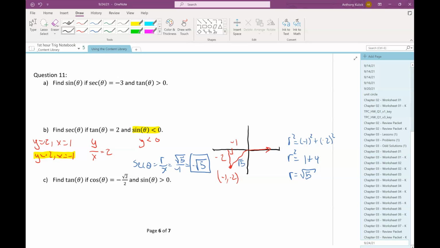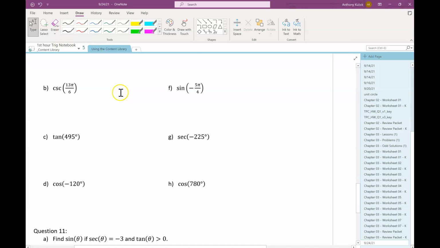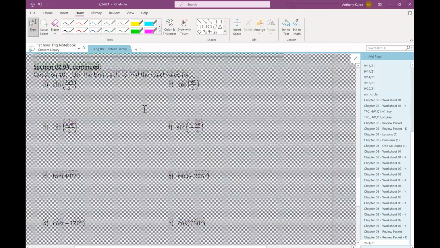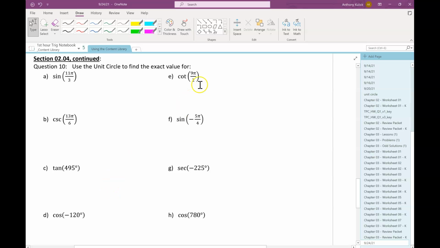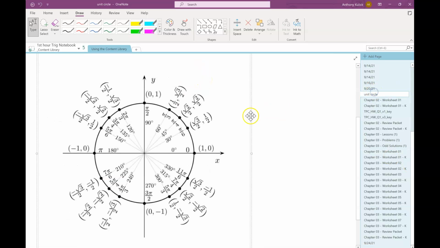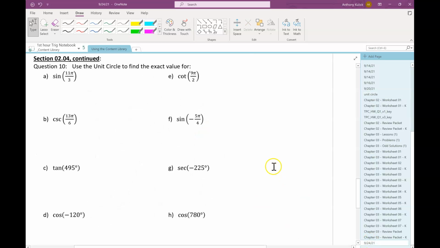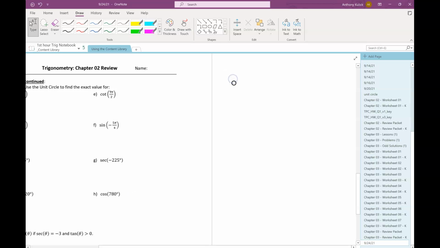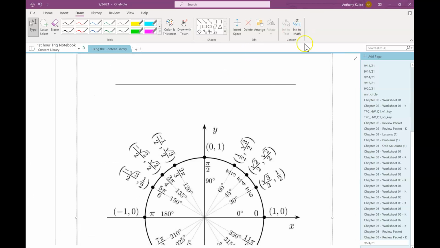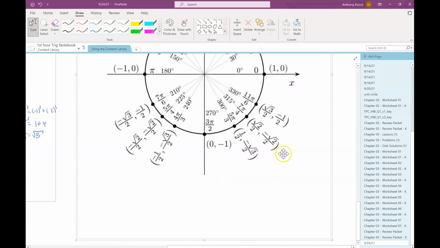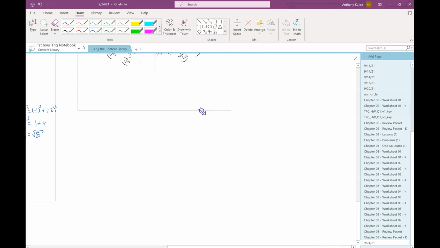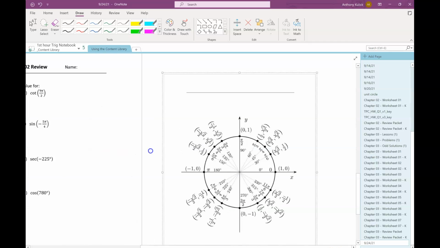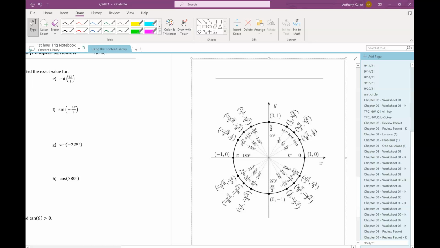Jane. Question 10. Okay, I think I have that already, right? E, okay. So to do this, I'm going to be using the unit circle. The directions say use the unit circle to find the exact values. So I'm going to just drop that guy in here and shrink him down a little bit so I hopefully can look at the question and that at the same time.